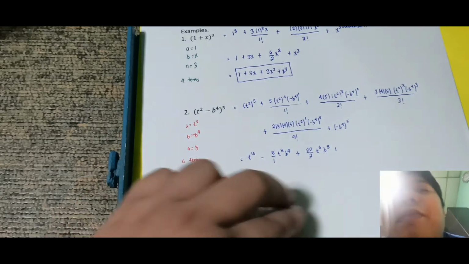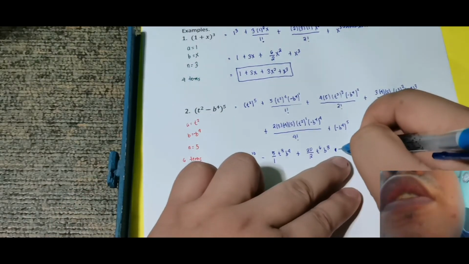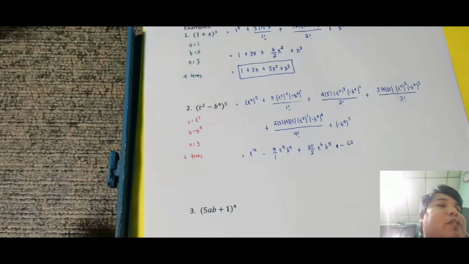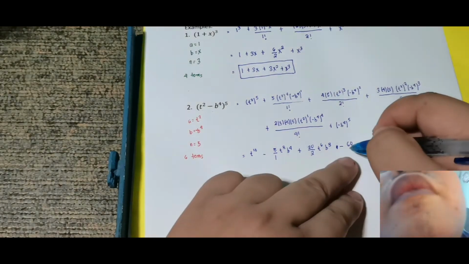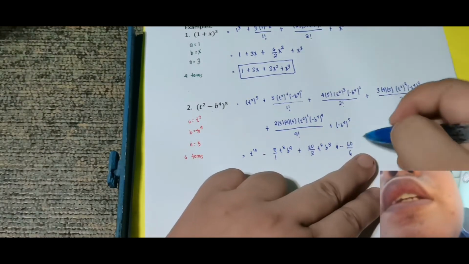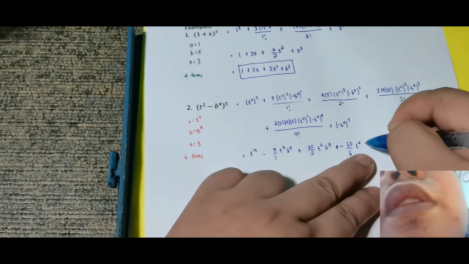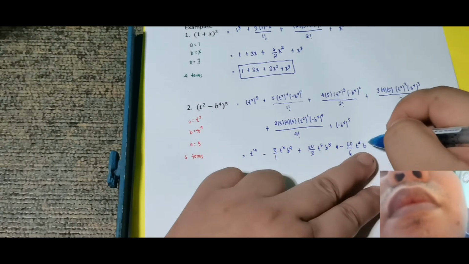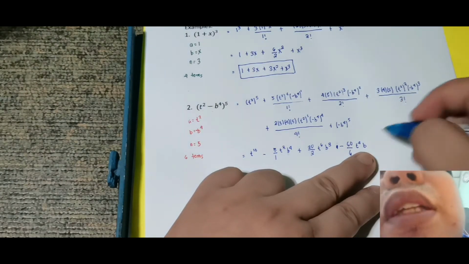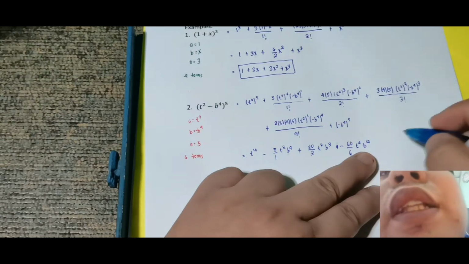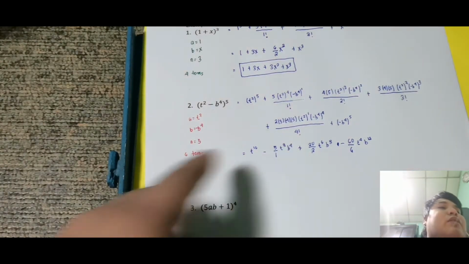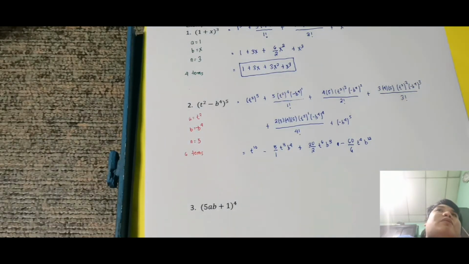Negative raised to 3 is negative. So this is negative 60 over 3 factorial, which is 3 times 2 times 1, so 3 times 2 times 1 is 6, all over 6. Then t raised to 2 raised to 2 is t raised to 4. Then b raised to 4 raised to 3 is b raised to 12. Okay, lastly, this term: 3 times 4 times 5 times 2, that's 120 over 4 factorial, which is 4 times 3 times 2 times 1, that is 24.